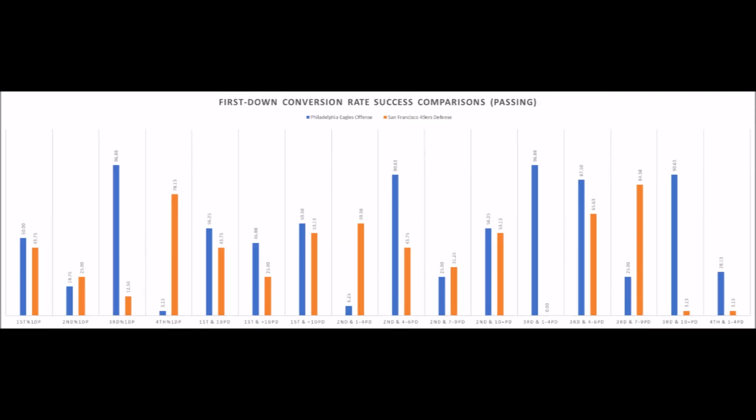Then you look at passing downs. This is the Eagles passing offense versus the 49ers passing defense. More so favors the Eagles, of course. Again, Carson Wentz, amazing on third down. Actually, he is the best quarterback in the NFL when it comes to converting in third down situations. The best in the NFL right now when it comes to that.